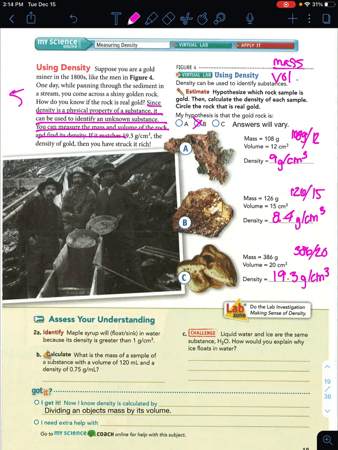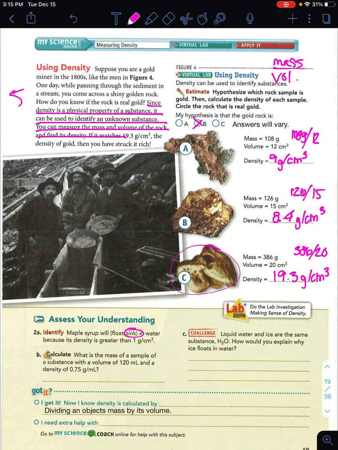Now in the reading, it told me that gold is 19.3 grams per centimeters cubed. So which rock is actually the gold? Right, C is actually the gold. So now I just have to figure out the bottom few questions, assessing my understanding. So identify. Maple syrup will float or sink in water because its density is greater than 1. Now remember, the heavier the object, it'll sink. And water's density is only 1 gram per cubic centimeter. So if maple syrup weighs more than that, it's going to sink.